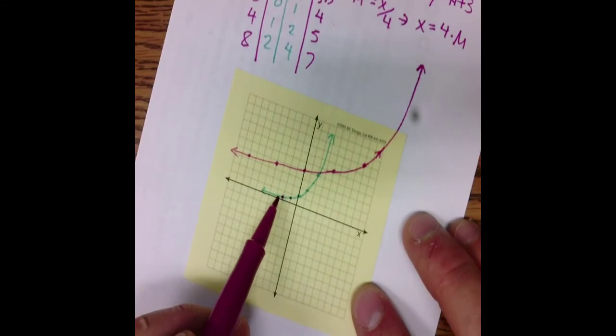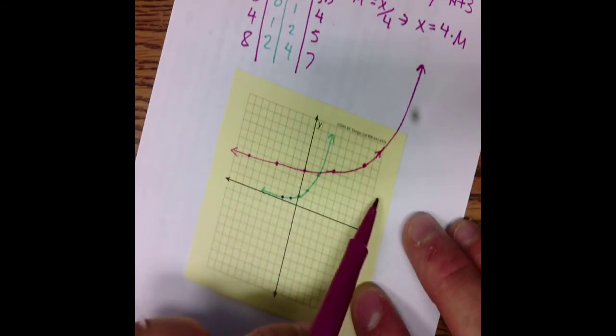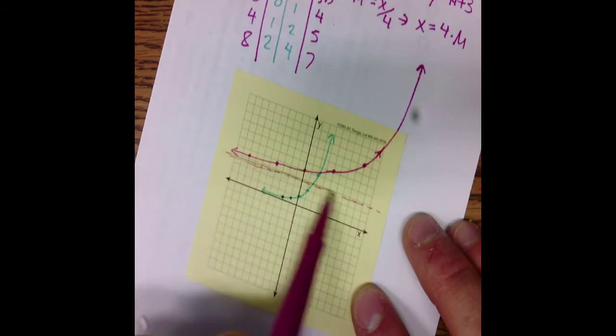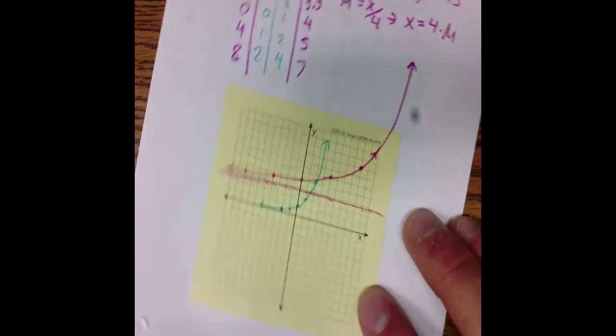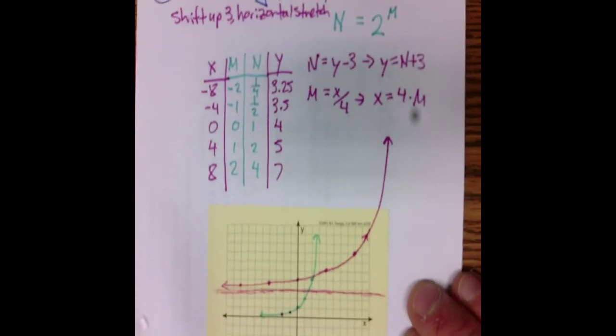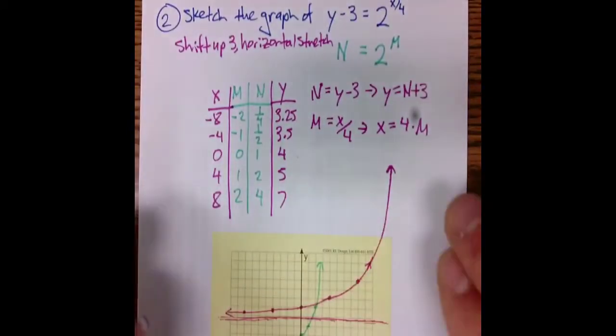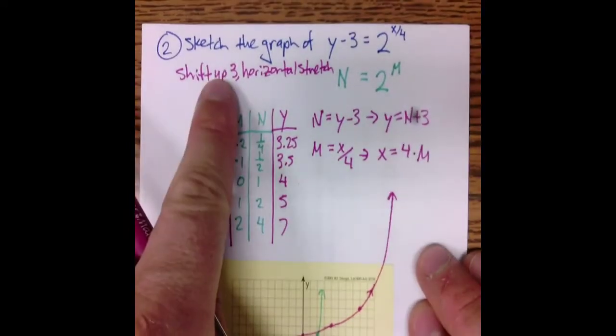So this graph usually doesn't go below 0, right? But since we've shifted it all up 3, the new graph, its new boundary line is actually here at y equals 3, right? So it never goes below 3 at that point, okay? So again, we have a horizontal stretch as well as a shifting up of 3.